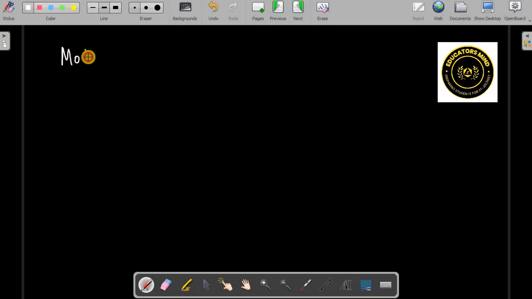Motion under gravity. So let's understand this. All of us should understand what motion under gravity is.